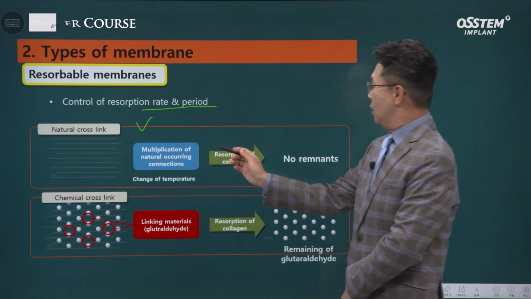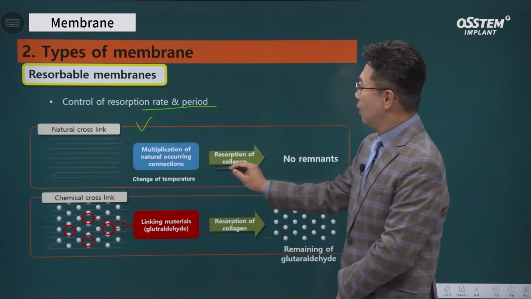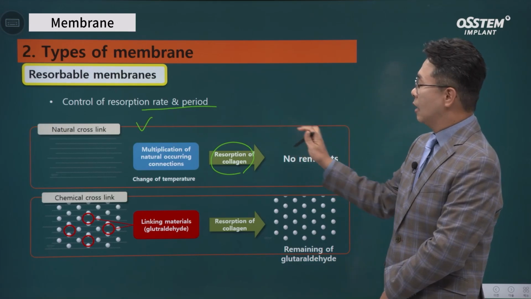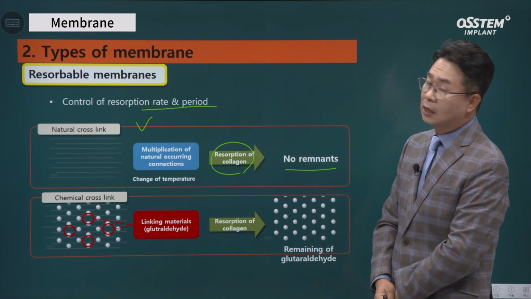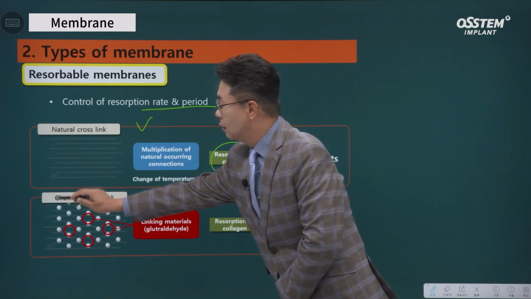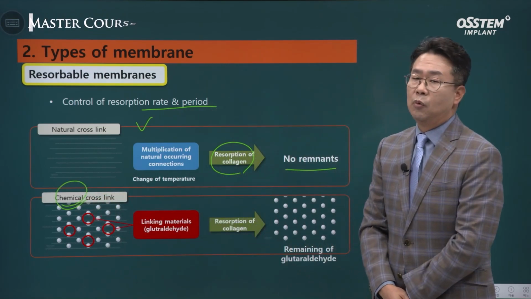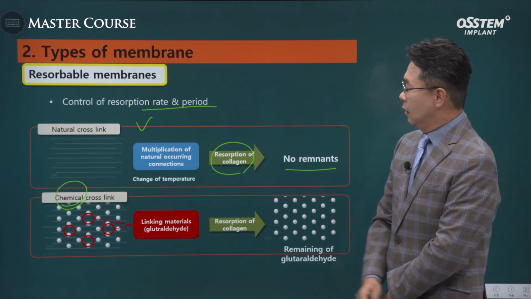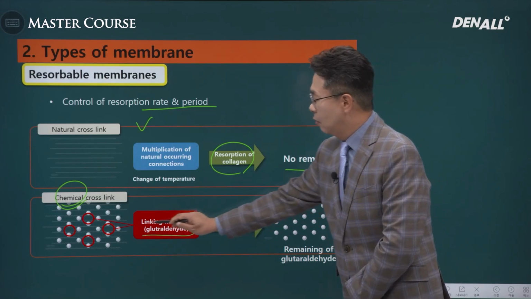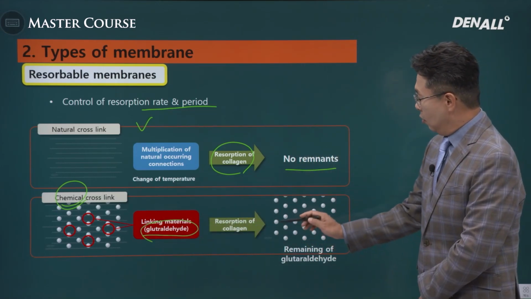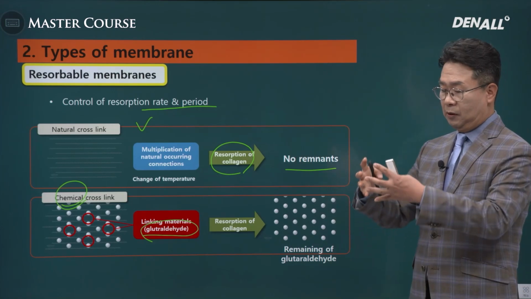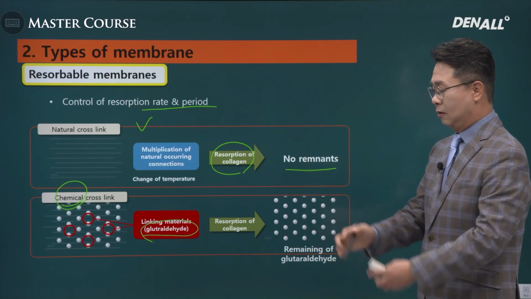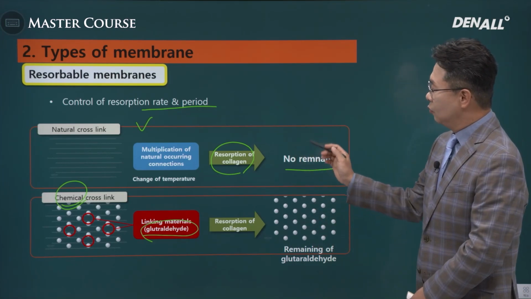Cross-linking method is used frequently. In the case of natural cross-link, resorption of collagen occurs nicely and there's no remnant. However, in the case of use of chemical cross-link, glutaraldehyde is used, and this will intensify the cross-linking effect and will reduce the resorption rate.